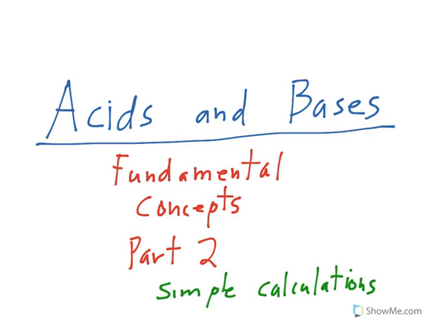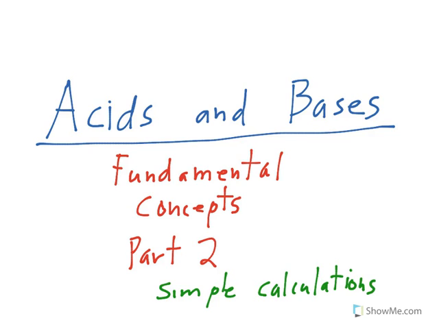Okay, acids and bases, fundamental concepts, part 2, simple calculations. Okay, last video we talked about the basic concepts of what it meant when I said a solution is acidic, what it meant when I said a solution was basic. It basically had to do with the amount of hydrogen ions compared to the amount of hydroxide ions, H plus ions versus OH minus ions.